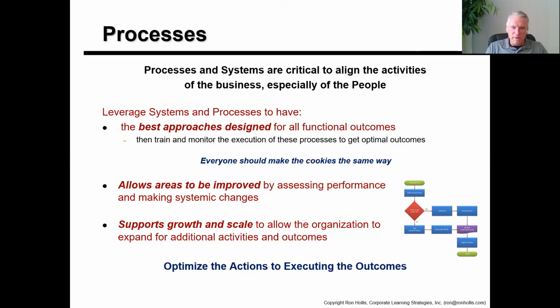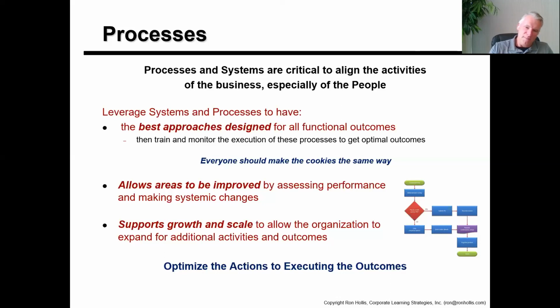So I always say we want everyone to make the cookies the same way, especially sales guys. They always have, well, my way is a sale. I've been doing it a long time. I don't want your way. I want our way. And I want us to do it the same way every time. Systems and processes allow us to improve by assessing performance and making systemic changes. This area is this fast or this efficient or this inefficient? What if we tweak this? What if we do that? What gets better? Very, very logical, very, very powerful. And then systems and processes support the growth and scale to allow an organization to expand. A growing organization gets more complex because you start to add more people into the organization.